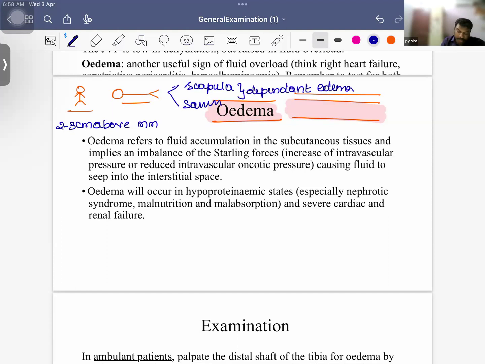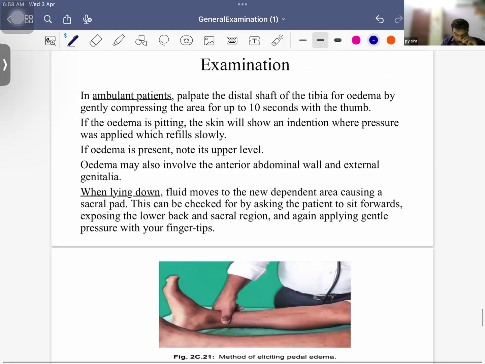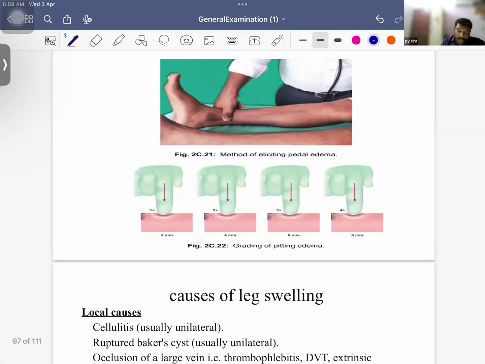Dependent edema. Okay, very, very important thing. This is how you will examine for it. Above the level of the medial malleolus, you will check for the edema. About 2 to 3 centimeters above the medial malleolus, you will check for the edema.